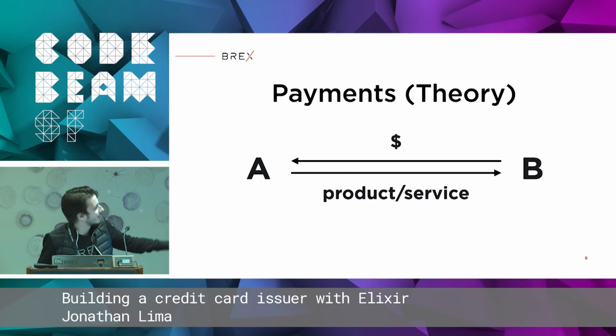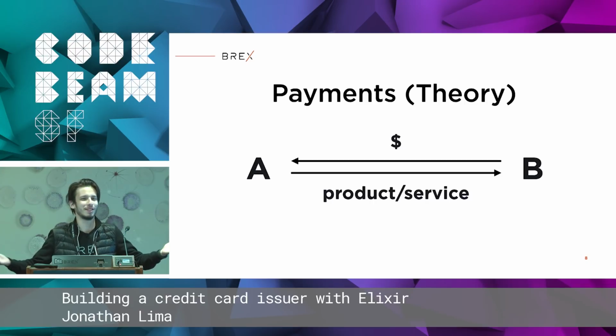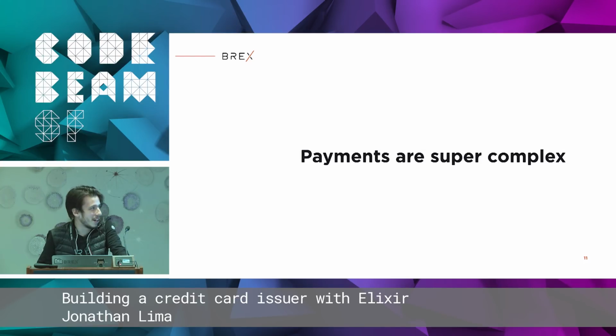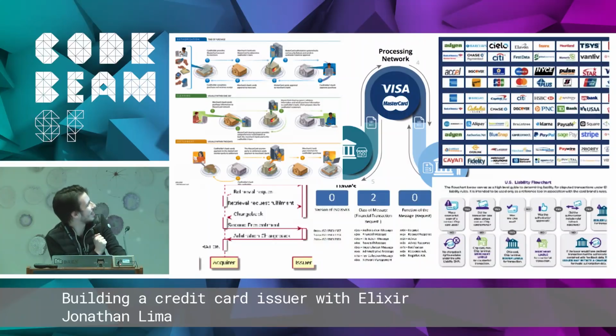But payments, in theory, are pretty simple, right? Have A and B. B wants to buy something. A wants to sell something. They exchange money. But that's just theory. In real life, people generally say that this is boring because it's pretty simple, right? But in real life, payments is very complex. Very complex. This is payments.